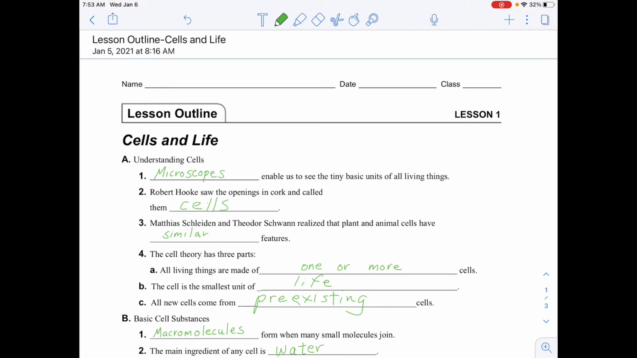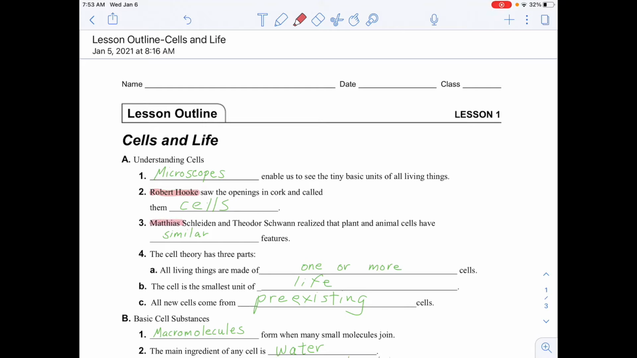So we start off at the beginning, letter A, understanding cells. Number 1, microscopes enable us to see the basic units of all living things. That's kind of common sense. Hopefully that was something you had in your previous knowledge. Number 2, Robert Hooke saw openings in cork and called them cells. Number 3, Matthias Schleiden and Theodor Schwann realized that plant and animal cells have similar features. I would like you to highlight those three names.